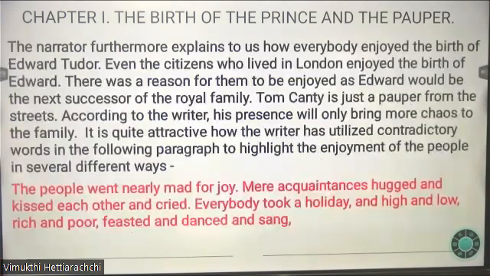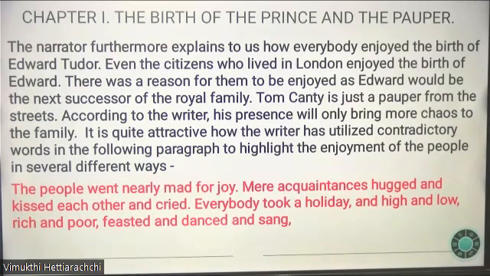The narrator furthermore explains how everybody enjoyed the birth of Edward Tudor. Even the citizens who lived in London enjoyed the birth of Edward. There was a reason for them to be joyful, as Edward would be the next successor of the royal family. Tom Canty is just a pauper from the streets. According to the writer, his presence will only bring more chaos to the family. It is quite interesting how the writer has utilized contradictory words in the following paragraph to highlight the enjoyment of the people in several different ways.